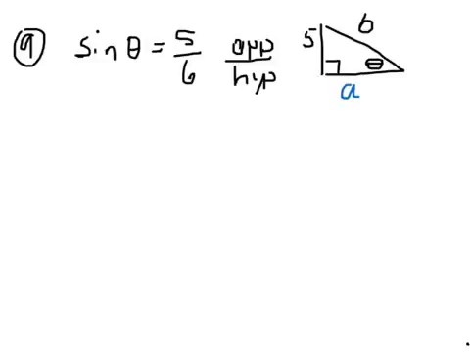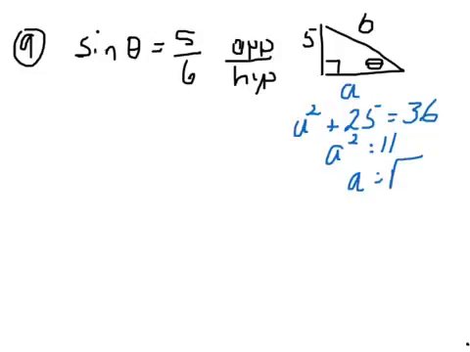So let's find the third side. If I draw this triangle, I can use the Pythagorean theorem. A squared plus 5 squared, which is 25, is equal to 6 squared, which is 36. I'm just going to square the numbers. So A squared, if you subtract the 25 from both sides, would be 11, and so A would be the square root of 11. So that's my adjacent side.